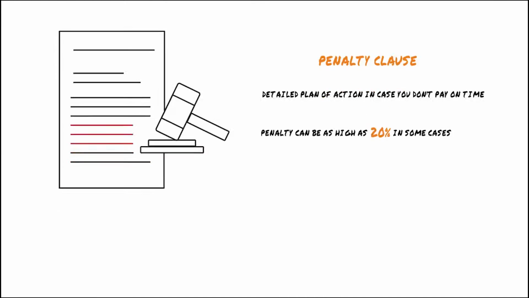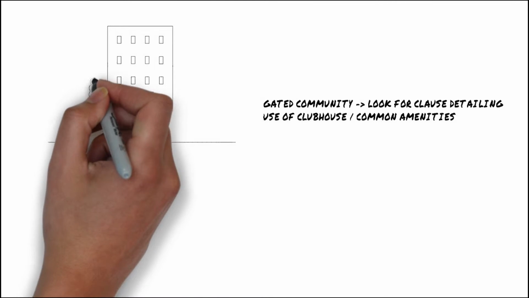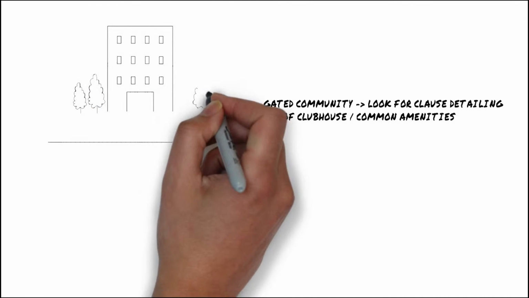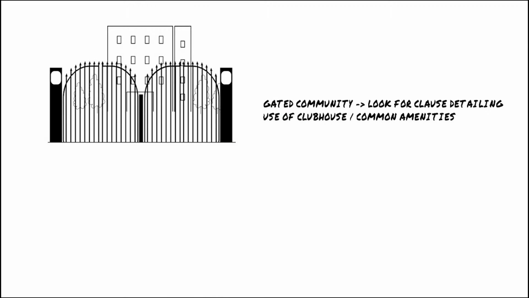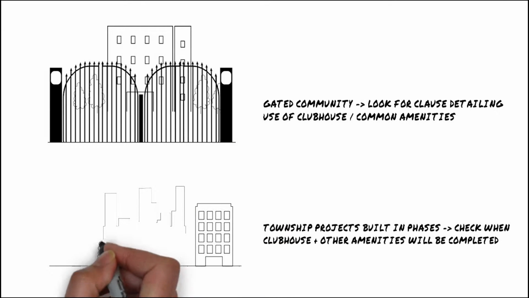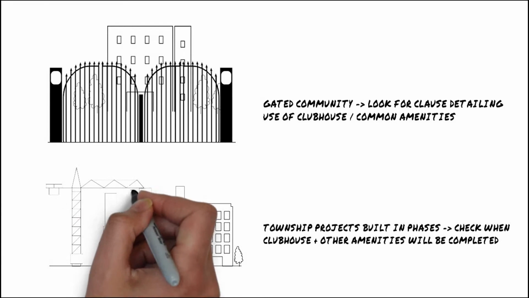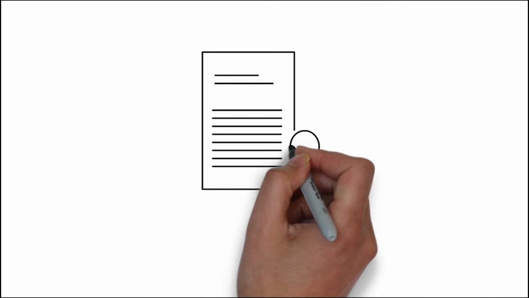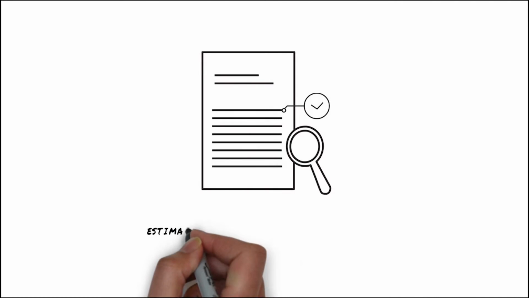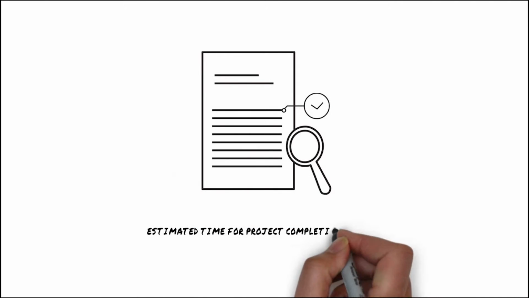the agreement. Also look for the clause detailing the use of the clubhouse or common amenities in case it's a gated community. For township projects that are built in phases, check when the clubhouse and other amenities will be completed and ready for use. One of the most important clauses to look for in a sale agreement is the estimated time taken to complete the project.